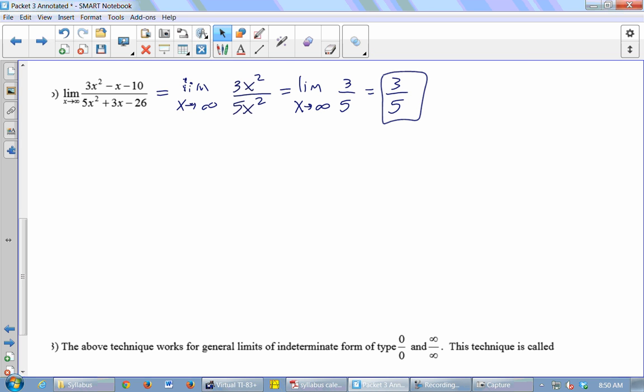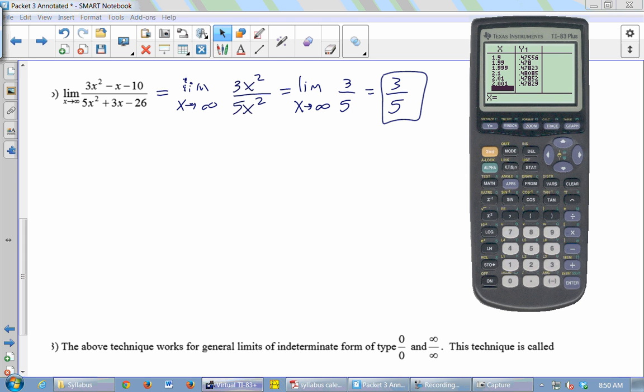And again, we could have done this numerically. So we did this by reasoning, not really algebraically, but by reasoning through. And now I can do it numerically, where I plug in larger and larger values for x. So I could start with 10, 100, 1,000, 10,000, 100,000, and maybe 1,000,000. And it does look like I'm approaching 0.6, which is the same as 3/5.